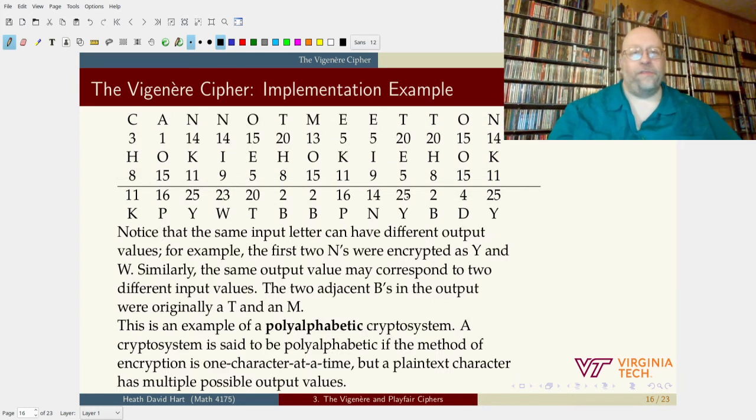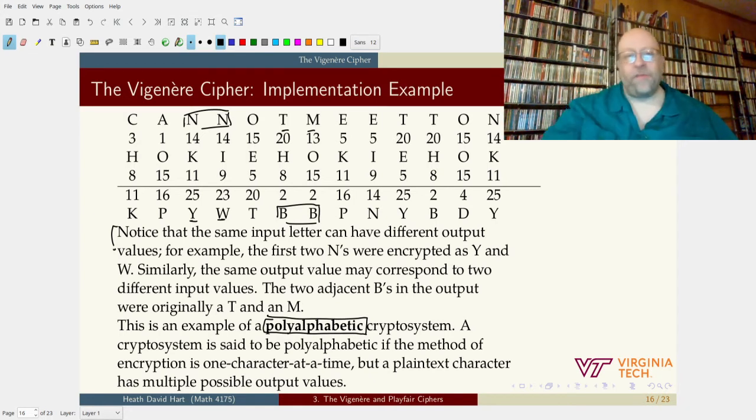So the same input letter can have different output values. The N's at top were encoded as a Y and a W. And the output values can correspond to 2 different inputs. B corresponded to both T and M. This is what we call a polyalphabetic crypto system.